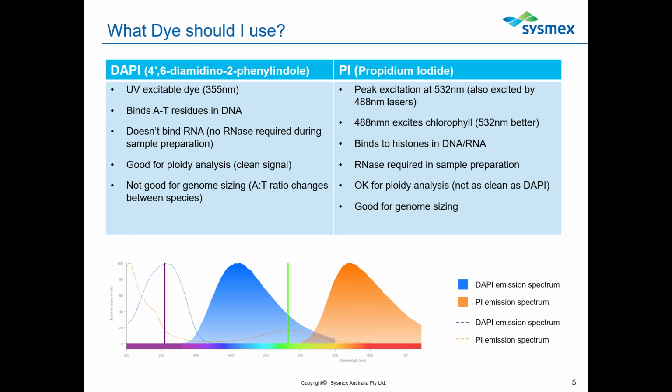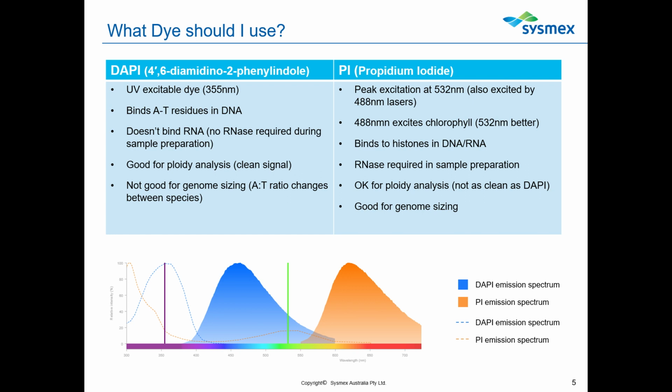So PI, when we look at the fluorescence profile below, its peak excitation is actually down around 300 nanometers, but commonly it is excited at 488, which is a blue laser, or around 532, which is a green laser. We choose the 532 nanometer laser rather than the 488 because 488 also excites chlorophyll when looking at plant tissue. And this can lead to a high background fluorescence when you're trying to dissect the DNA signal from the background chlorophyll signal. So using the 532 nanometer laser is better because it does not excite chlorophyll.